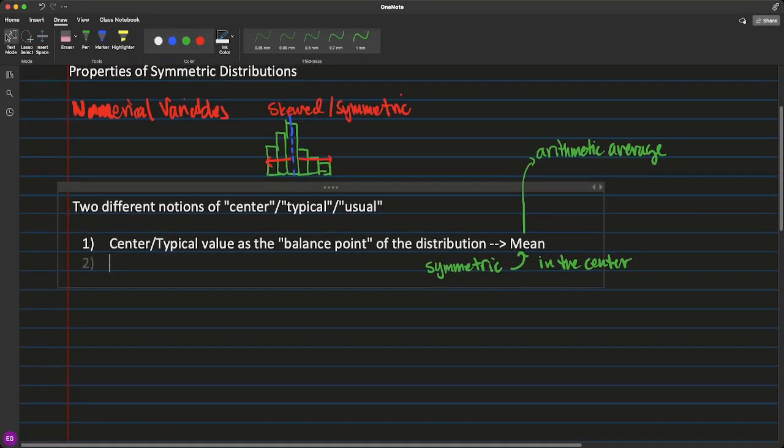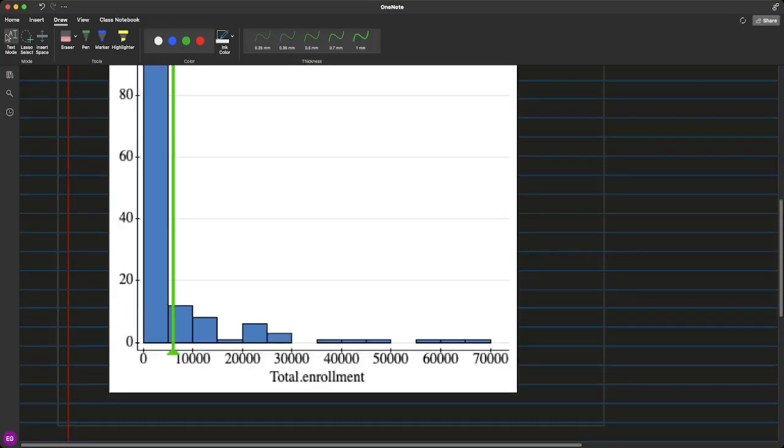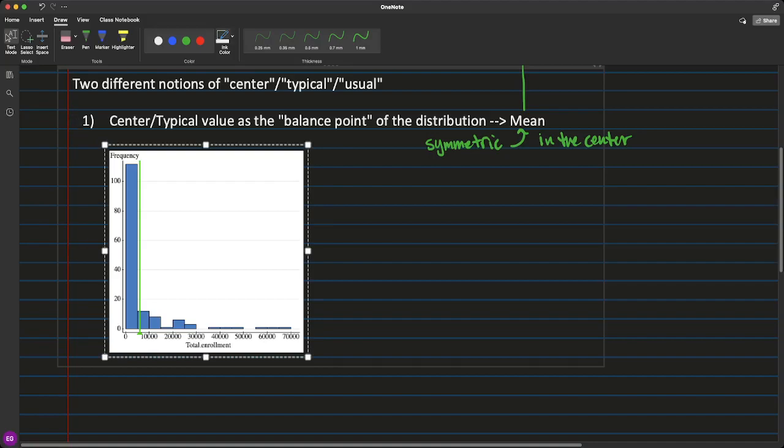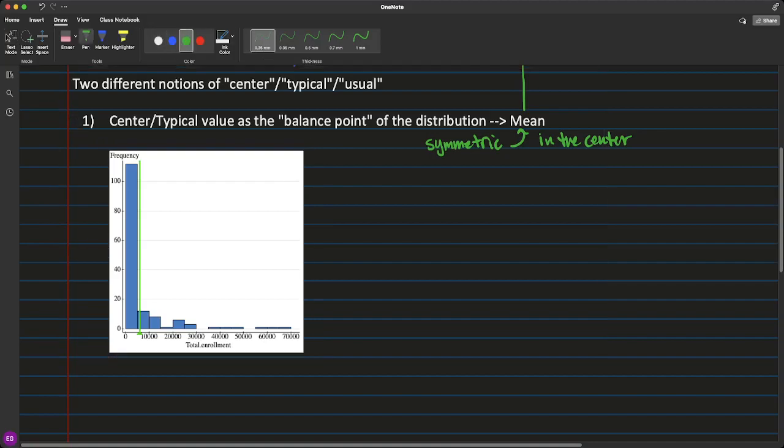Oops. Paste. Come on, paste. There we go. Let me adjust this so it's not so gigantic. There we go.